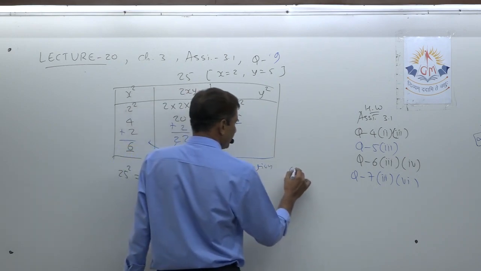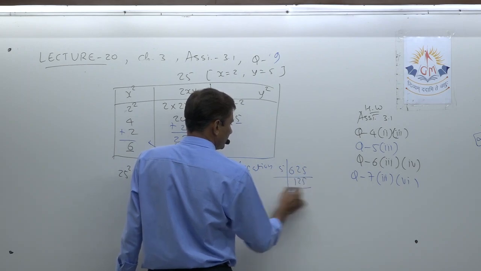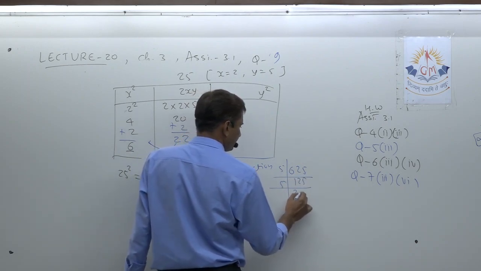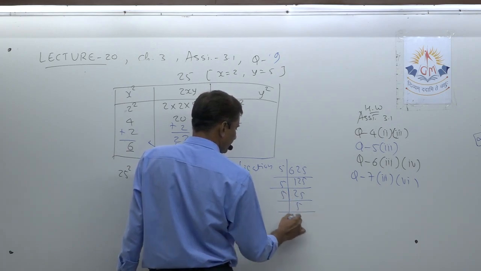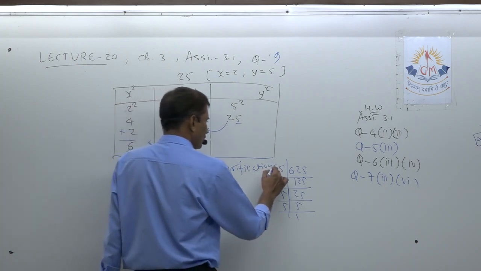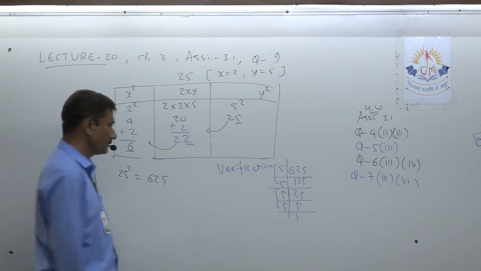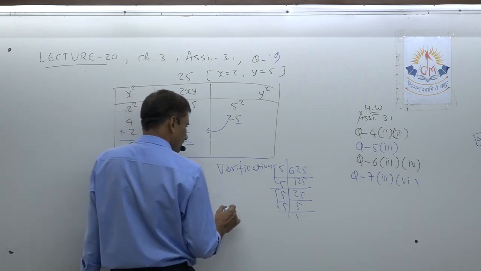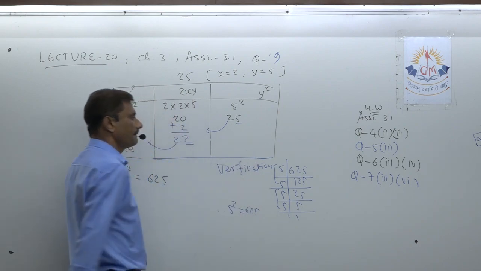So 625 is divisible by 5, again by 5, again by 5, and then 1 5 is 5. So obviously according to pair, square root will be that only. Okay, so again you can say 5 square is equal to 625.